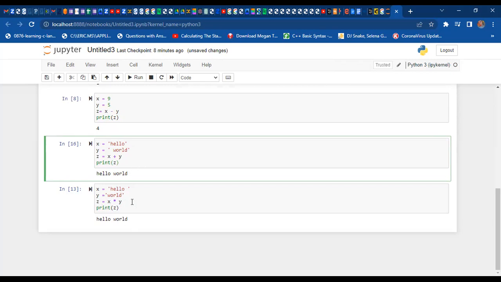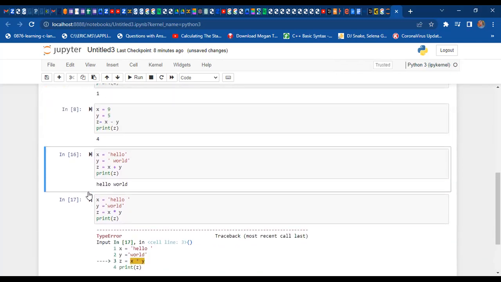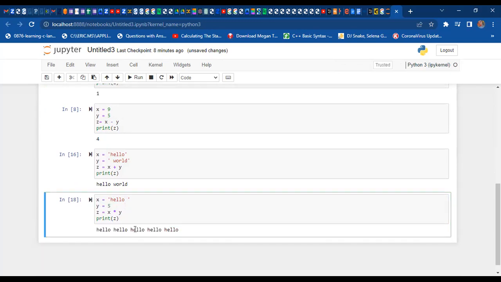Also, let's try this. We have seen that you can multiply a string with a number, but you can't multiply a string with a string. Let's see if you can. Yes, you can't multiply a string with a string, but you can multiply a string with a number. For example, let's say y is 5. You'll get hello, hello, hello, hello, 5 times. Okay?